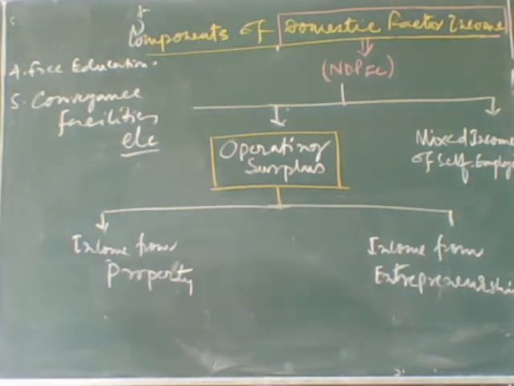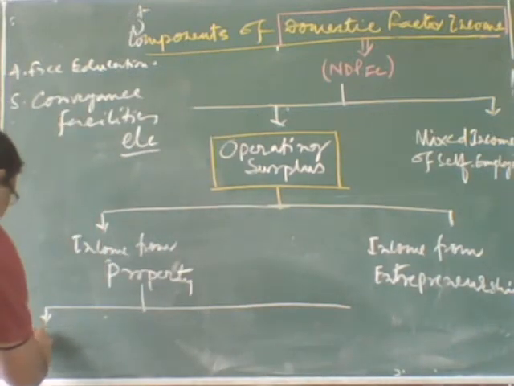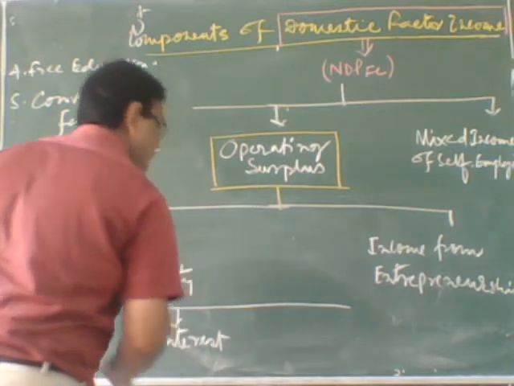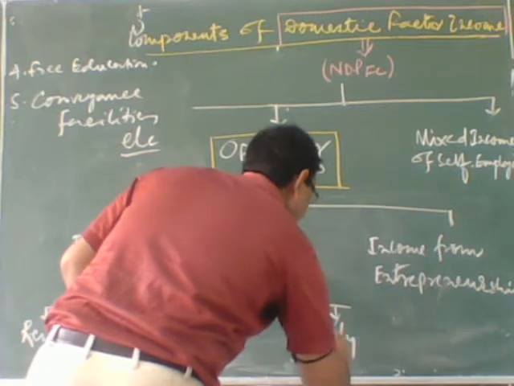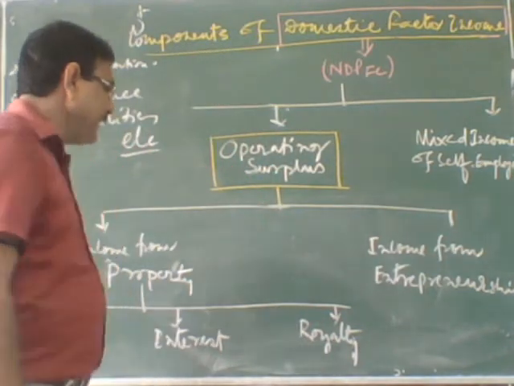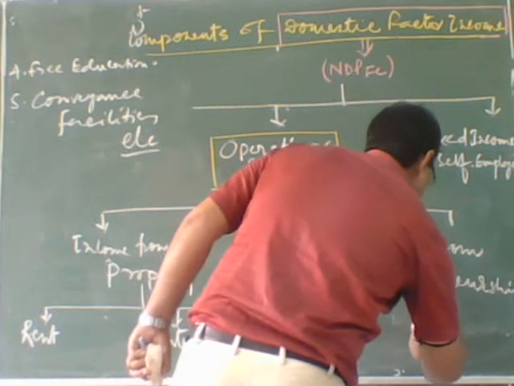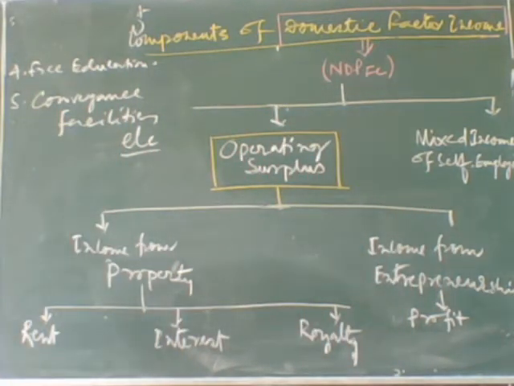This income from property is again divided into three categories. Number one, rent. Number two, interest. And number three, royalty, R-O-Y-A-L-T-Y. And income from entrepreneurship is divided into only one category, that is profit. Now I will explain all these points one by one.